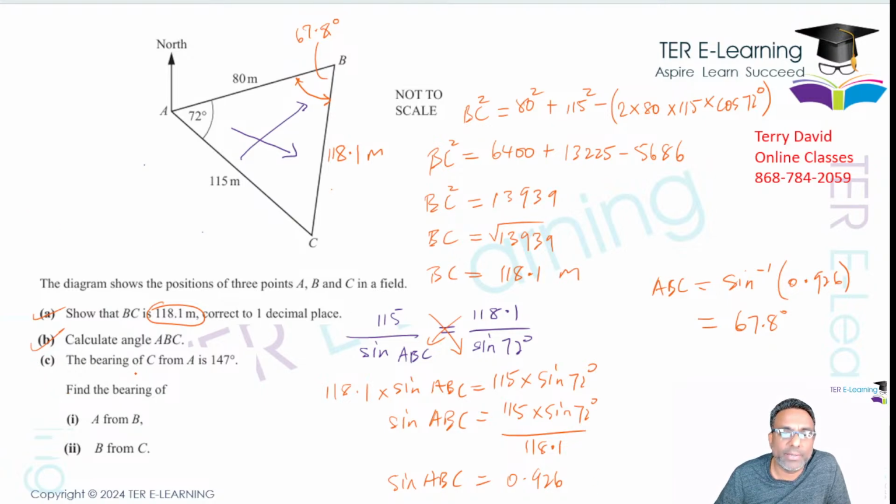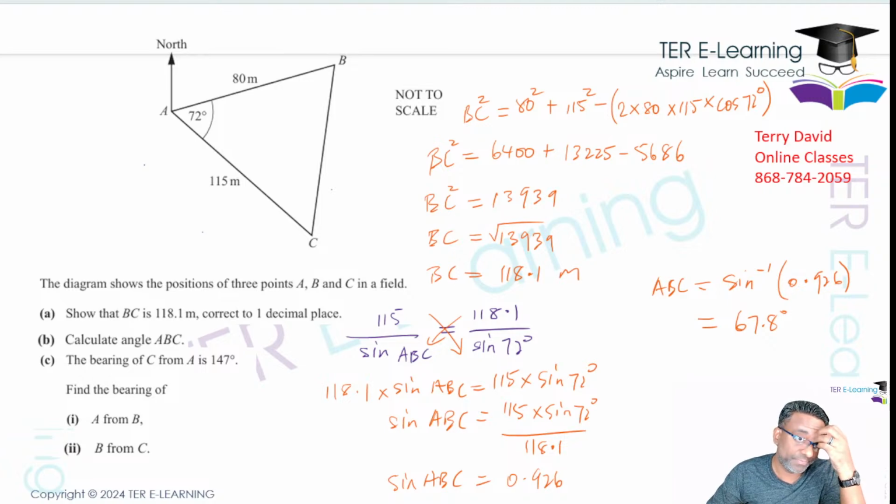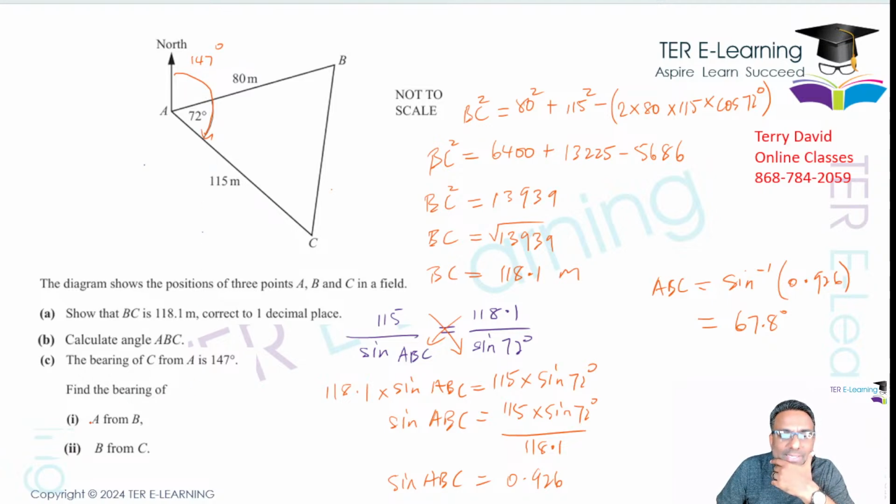The next part of the question tells us that the bearing of C from E is 147. So I'm going to clean up the diagram a little bit. The bearing of C from E is 147, so this whole angle here is 147. The question says, what is the bearing of E from B? The from is where we need to draw the north line. So you draw a north line here, and we're trying to get to E. So we need to get this angle here. That's the angle that we want.